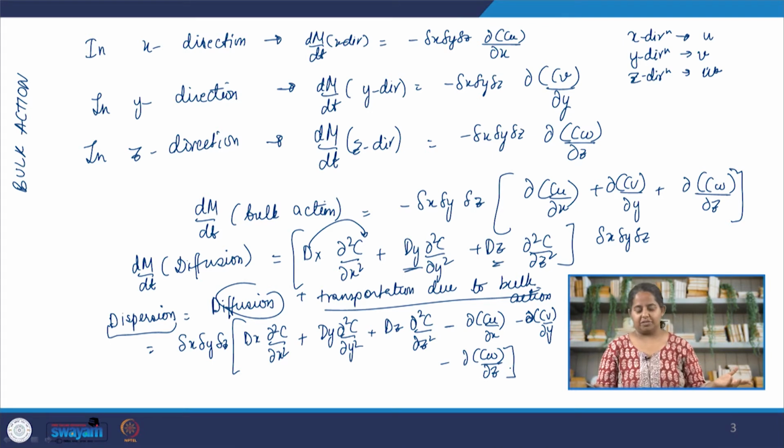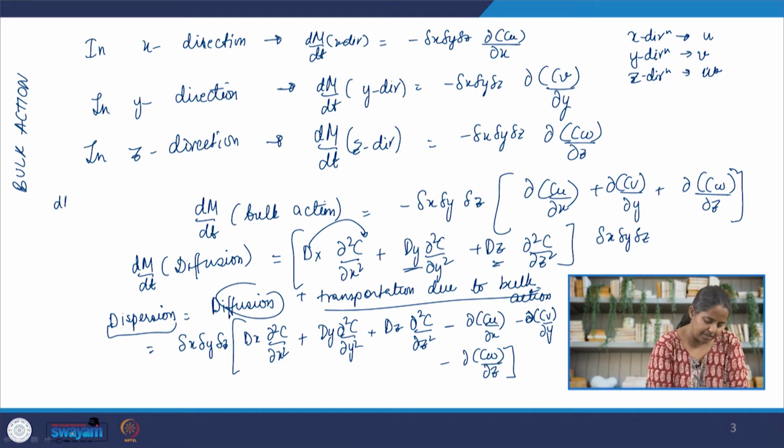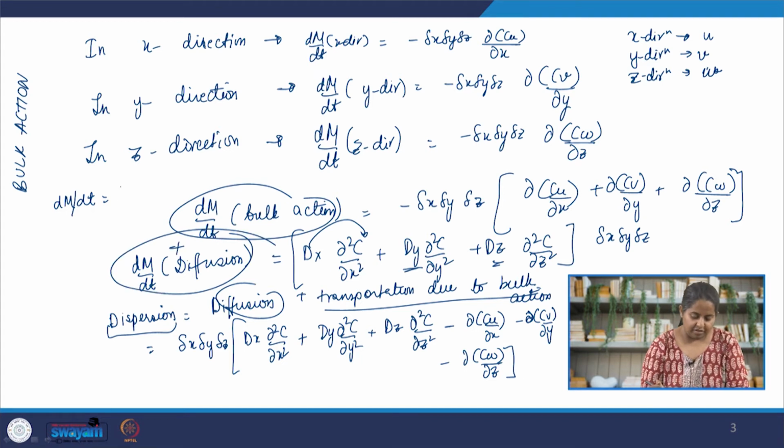Of course, we are going to make some assumptions, and we are going to make many assumptions actually. But now let us look at the left hand side of this equation. In the left hand side, we have the net transportation of contaminant that we are targeting through both diffusion and bulk action. So, how do we model that? We look at it as simply dm by dt. So net dm by dt is equal to dm by dt due to bulk action plus dm by dt due to diffusion. So basically on the left hand side what we have is dm by dt, as simple as that.